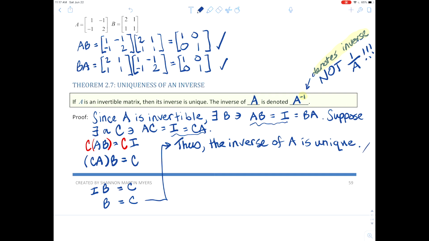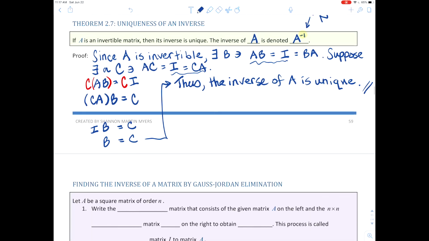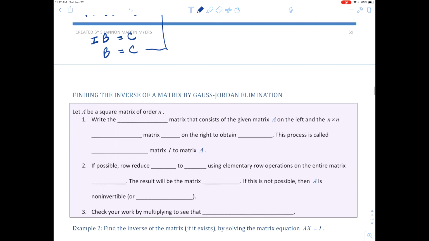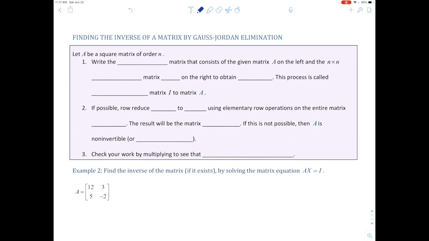Cool, cool? All right. So next up, we have finding the inverse of a matrix by Gauss-Jordan elimination. And yes, I will have you use Gauss-Jordan elimination, because there's going to be times when there's variables in there that we're using to solve things, and you need to know how to do things by hand.